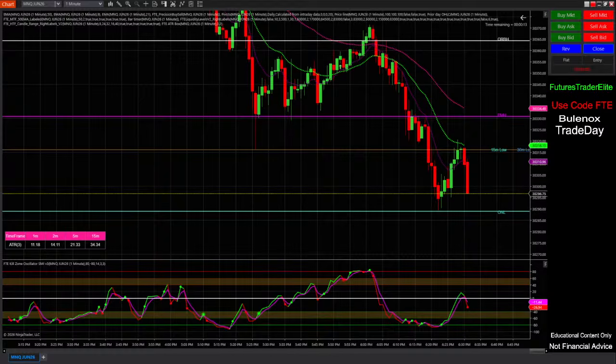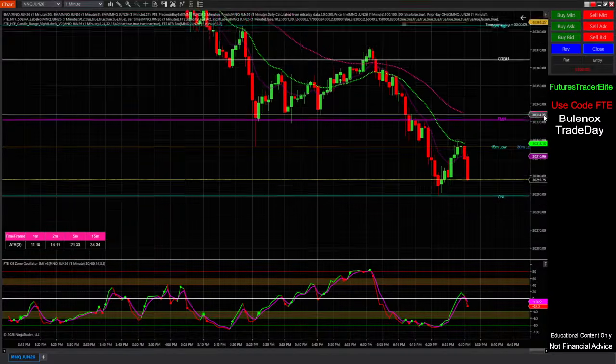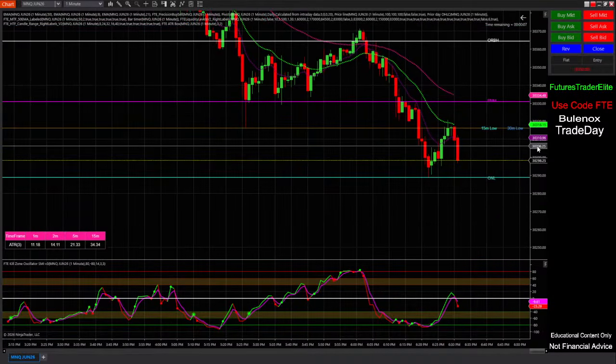I swear Asia don't never move. I've tried to trade the Asia session at night, and Tuesday it did pretty good at moving, and now it is. So I don't understand what's going on.